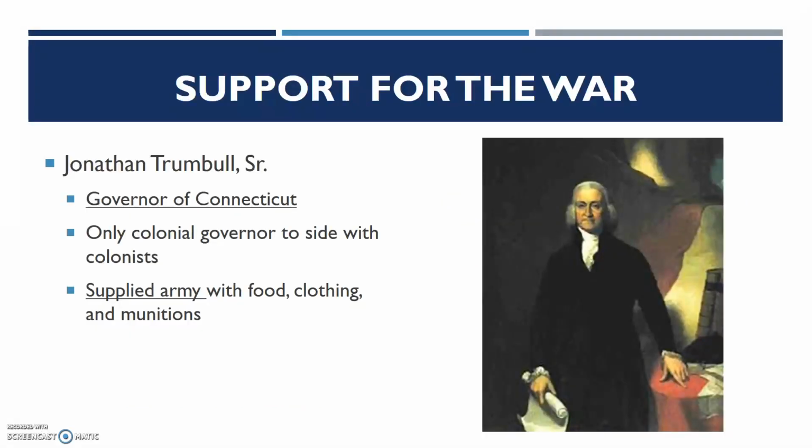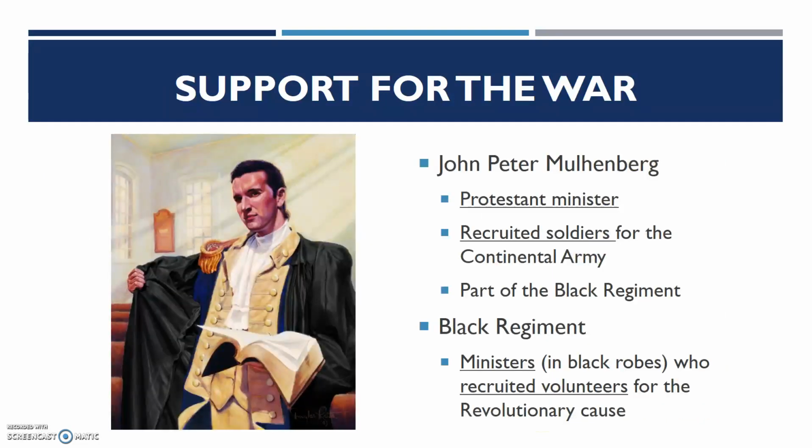There were many people in the colonies who supported the British government because they were British citizens themselves, but there were many others who wanted to get their independence from Great Britain. One of the supporters of the war was a man named Jonathan Trumbull Sr. He was actually the governor of Connecticut, and he was the only colonial governor to side with the colonists. All the other colonial governors were on the side of the British government. But his important role in the war is that he supplied the army with food, clothing, and munitions to help them against the British.